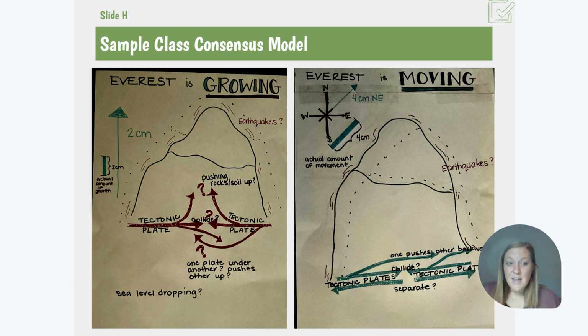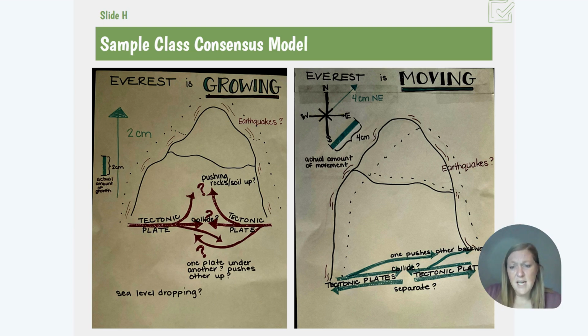Okay, so this slide shows an example of a class consensus model. Once your class developed their initial models, they probably had a conversation and said, here are the things that we agree on and maybe the things that we have questions about. So this model is probably different than what your class came up with. Make sure when you get back to class that you look at your class's consensus model and see what they came up with while you were gone.